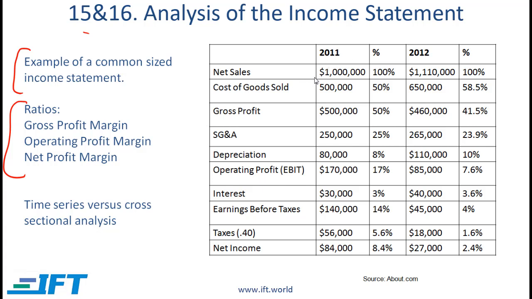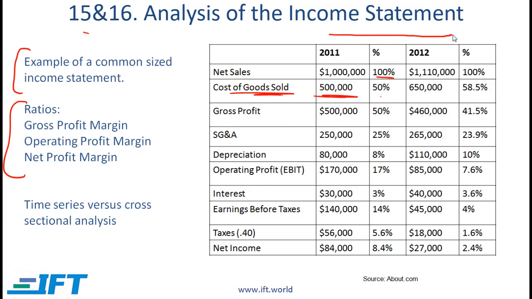In 2011, the company had net sales of 1 million. So 1 million as a percentage of 1 million is 100%. Cost of goods sold is 500,000. This is 50% of the net sales, and so on. The advantage of doing a common sized income statement is that you can look at every item and see that item as a percentage of sales.